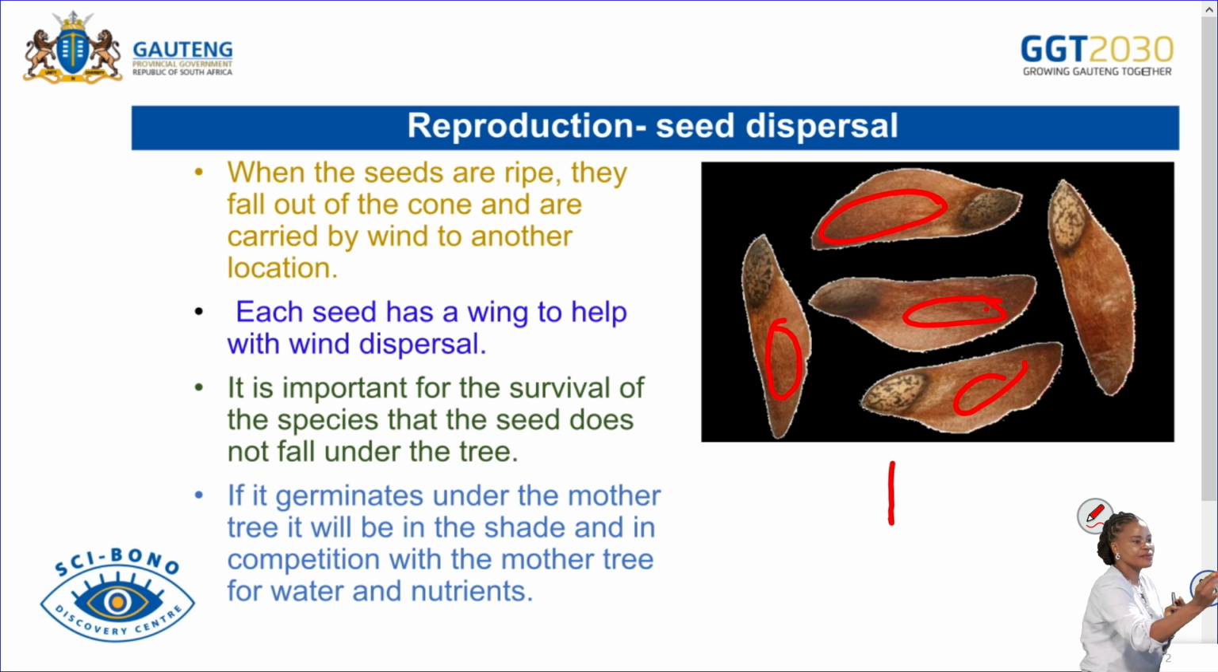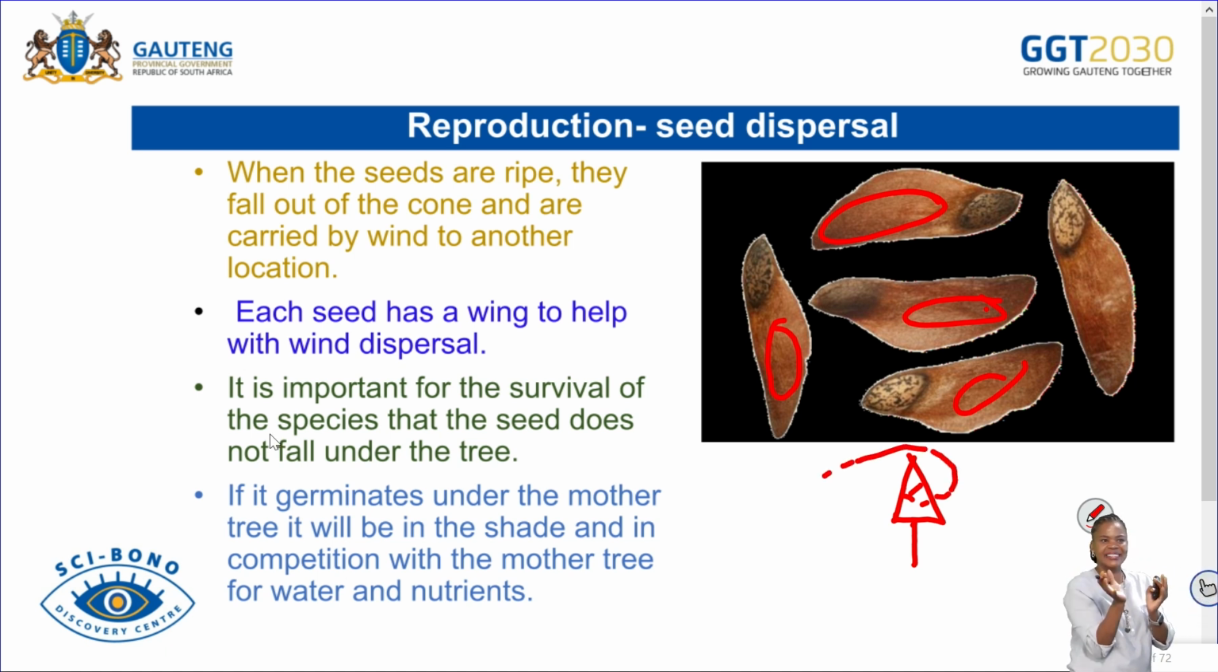In other words, let me draw it nicely, if we are having our pine tree here, the seeds, after they have matured on the female cones, what is going to happen, they will be carried away by wind to another location. So they will fall down there. There's no need for them to fall under their mother or under the tree.